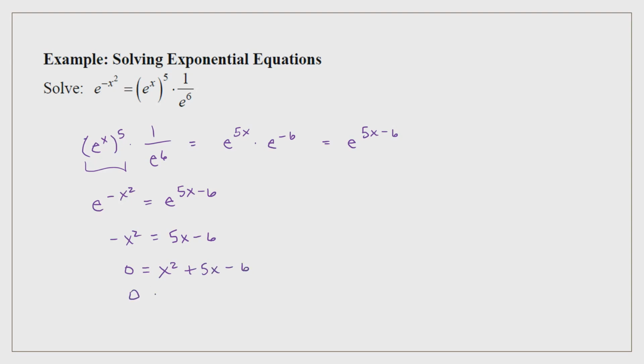I now can factor this quadratic, so that's x plus 6 times x minus 1. I can set both of these factors equal to 0 in order to find my values of x. So I'll have x equals negative 6 and x equals 1. Okay, so those would be the solutions to my equation. Alrighty.